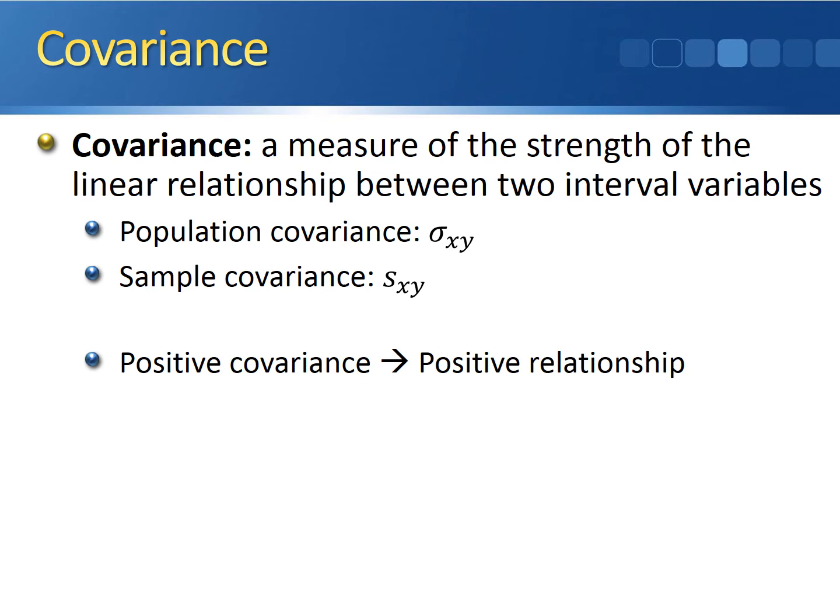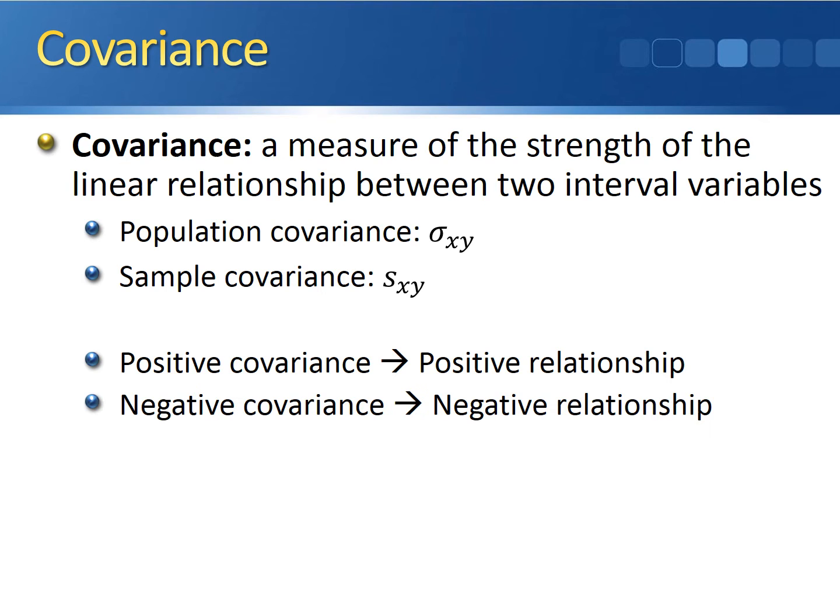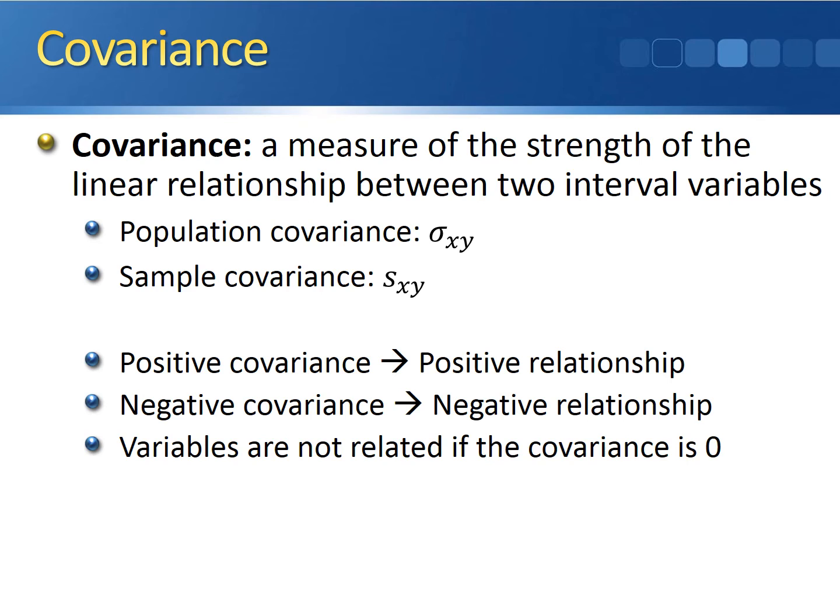Now, anytime we have a positive covariance, it's an indication that we have a positive relationship between x and y. Similarly, if we have a negative covariance, it's an indication that there is a negative relationship between x and y. If the covariance is equal to 0, this implies that the two variables are not related at all.